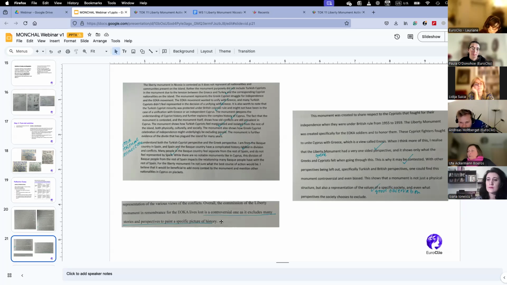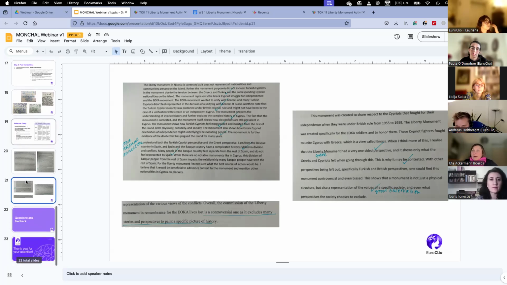And maybe the final one here is a monument that represents EuroClio, and it is a controversial one as it includes many stories and perspectives to paint a specific picture of history. So this idea of how historical narratives are also created through monuments was very clear here. And this one is a representation of the values of a specific society, and even what perspectives the society chooses to exclude. So I found these extremely insightful comments.